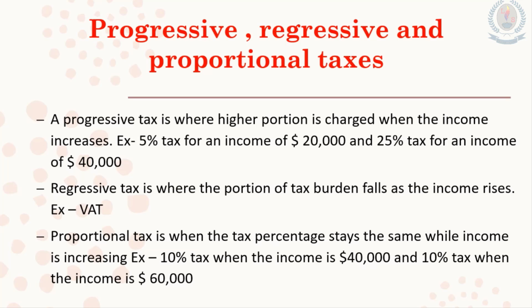Proportional tax is when the tax percentage stays the same while the income is increasing. Example, 10% tax when the income is 40,000 and 10% tax when the income is 60,000. The percentage of tax is the same, but the burden of tax, the value of the tax that should be paid, is increasing.